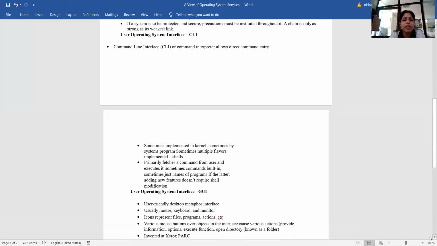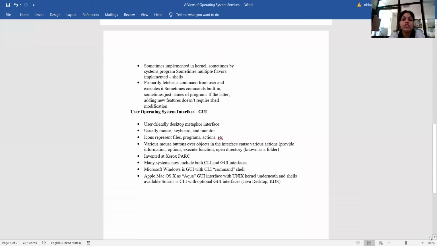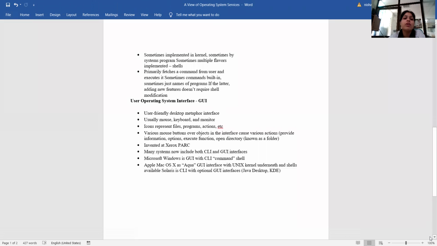What is the user operating system interface called a GUI? It is a user-friendly desktop metaphor interface, usually using mouse, keyboard, and monitor. Icons represent files, programs, and actions. Various mouse buttons over objects in the interface cause various actions. It was invented at Xerox PARC.